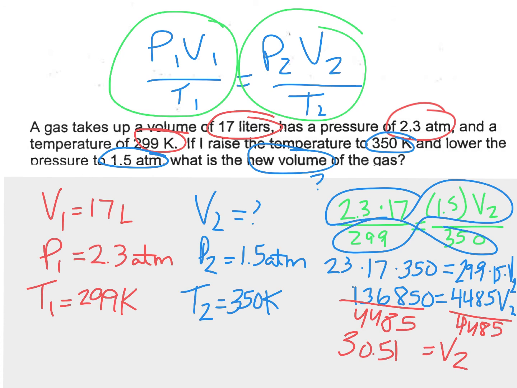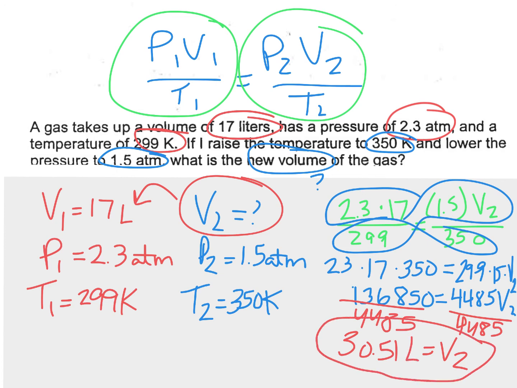Question is, what are my units? Well, I'm looking for volume, so I'm going to look for the units it started with, which was liters. So that's going to be my final answer, 30.51 liters for the volume. So it looks like as we drop the pressure and increase the temperature, we ended up increasing the volume as well. Since we dropped the pressure, it looks like it had more room to spread out. Plus, when you heat up a gas, it also wants to spread out. It has more energy. So this makes sense that the volume went up.